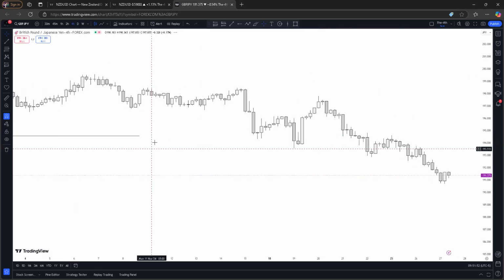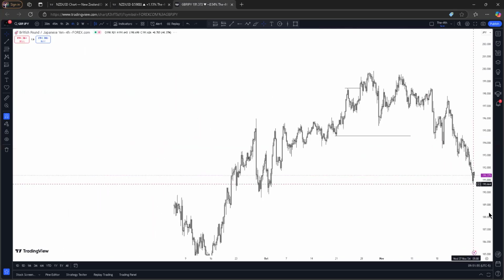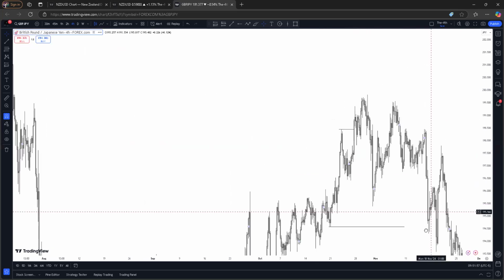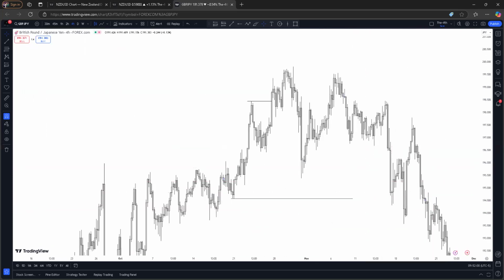Let's move to the 4 hours. Let's see if we would find anything on the 4 hours. So daily gave to us a break of structure to the downside, and look at what 4 hours give to us. So 4 hours give to us a break of 2 structural points. We had this higher high, higher low, higher high, higher low, higher high. 2 structural points break. We broke below this first structural point. We broke below the second structural point.